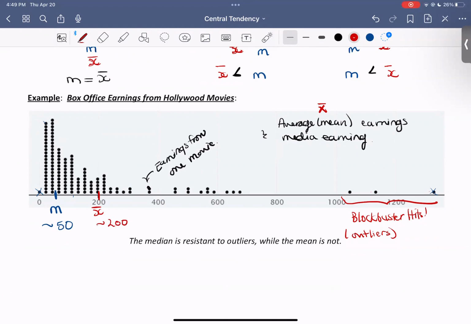So if we are curious about where most of the movies or the amount that most movies earn, we wouldn't want to look at the mean. We'd instead want to look at the median. The median would be a more realistic measure. And a summary we can make, well, the median we say is resistant to outliers. So even with an outlier, it does resist. It stays in its place, while the mean is not. So the mean is not resistant to outliers. It will be moved if there are some outliers.